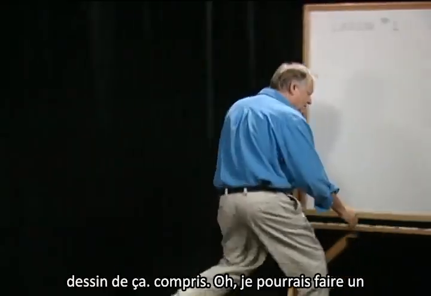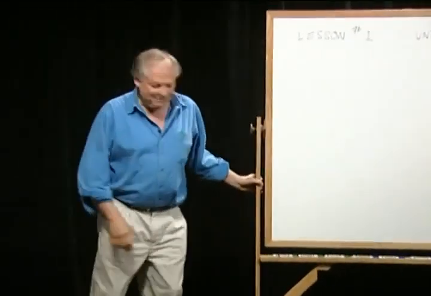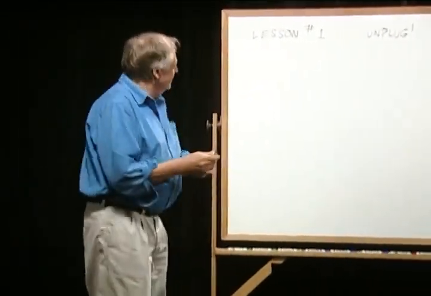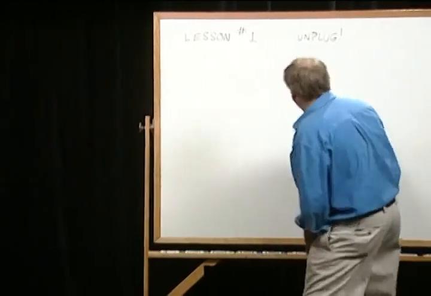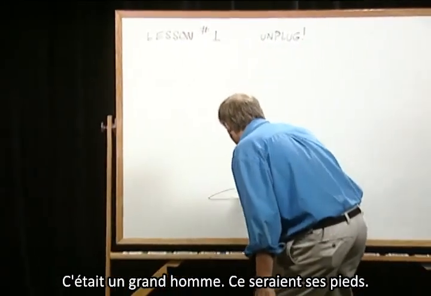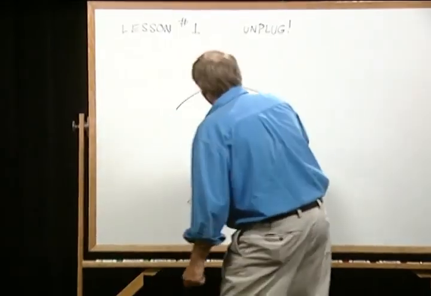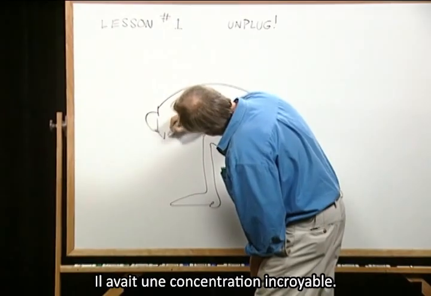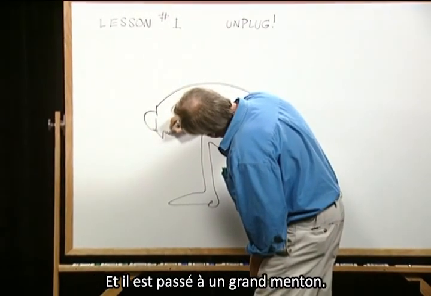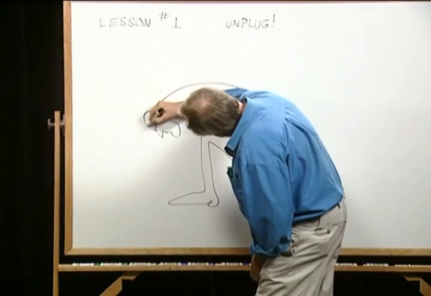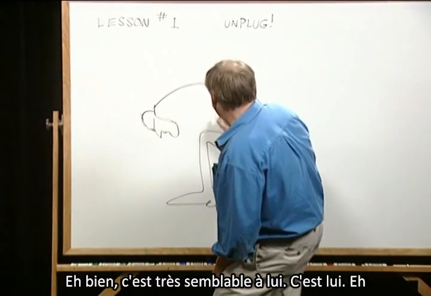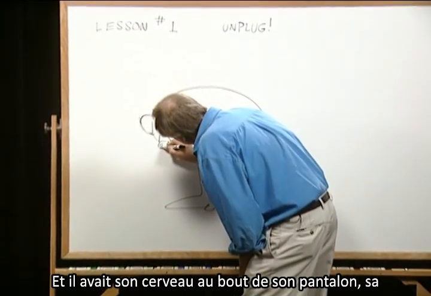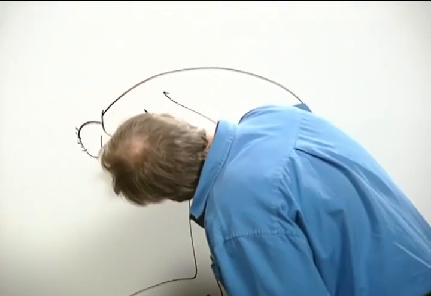Oh, I could do a drawing of this. I went to see Milt Kahl, and he was a great big guy. That would be his feet. He had incredible concentration. His mouth like that, a big chin. Oh, this is very much like him. This is him. And he had his brains at the end of his hand.